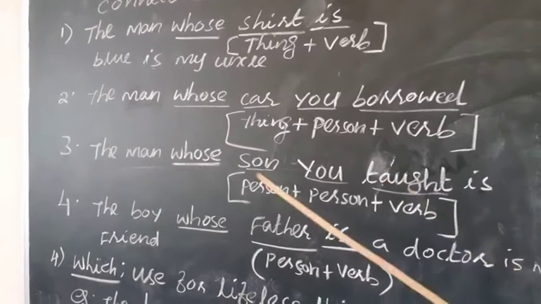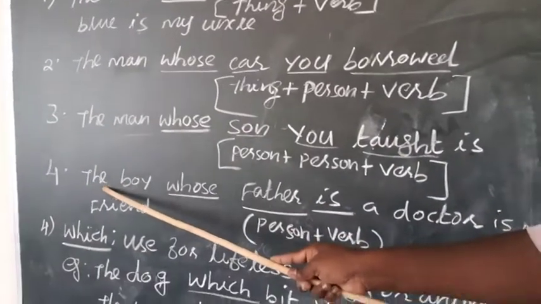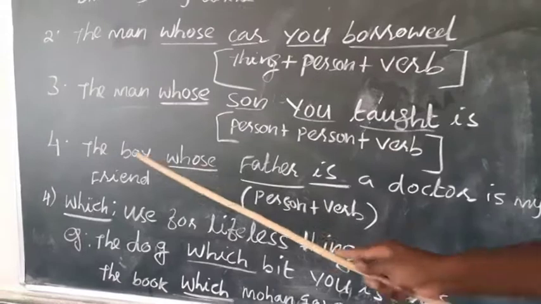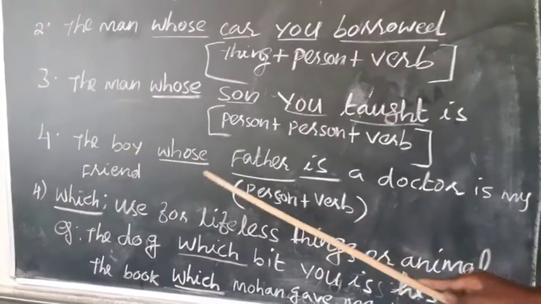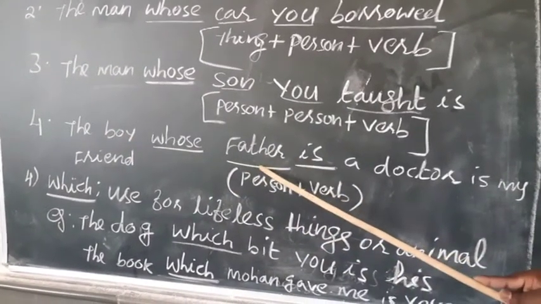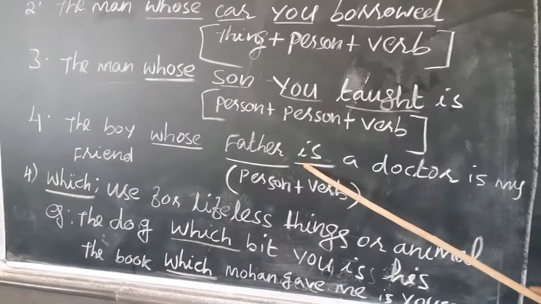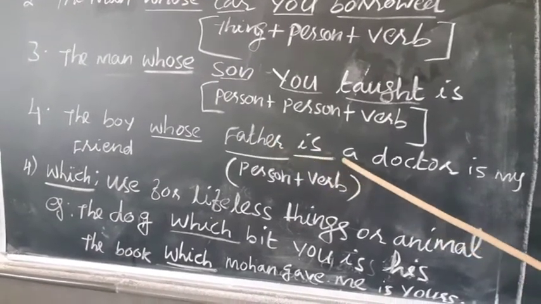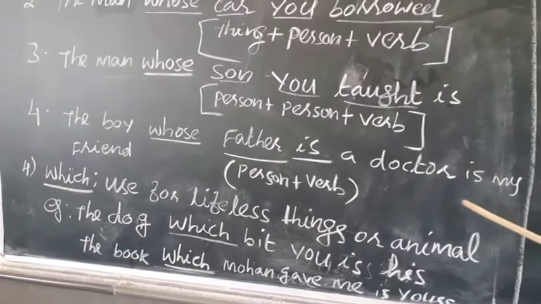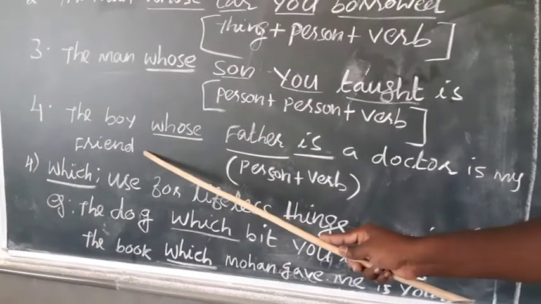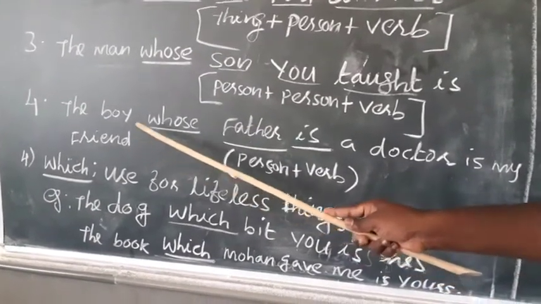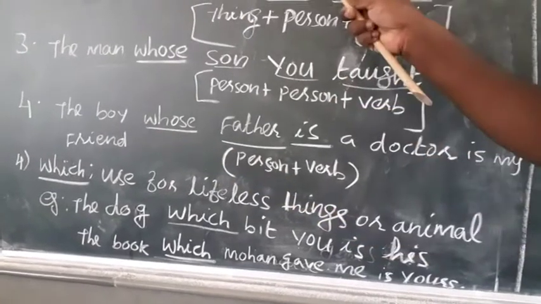Okay. Then the fourth one, we have person plus verb. The boy whose father is a doctor is my friend. Here father is the person, is is a verb. Father is a doctor, is my friend. Okay, so that is the use of whose.